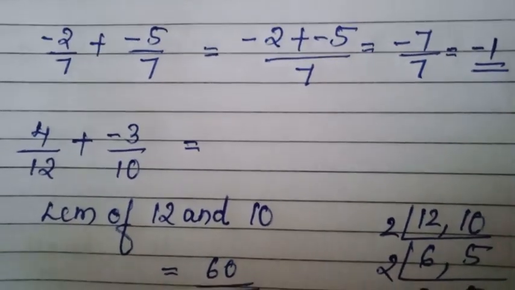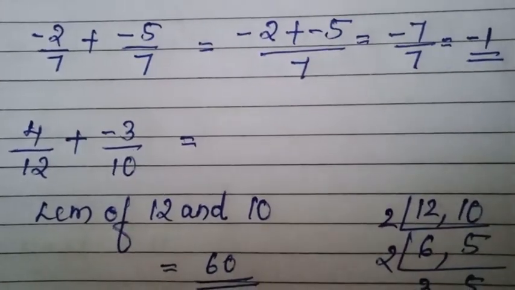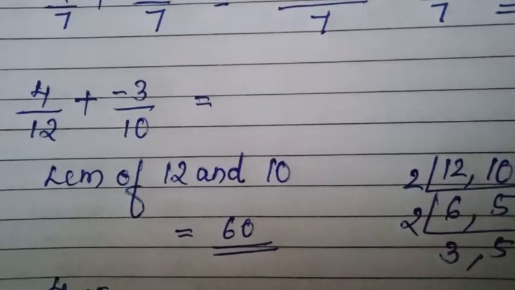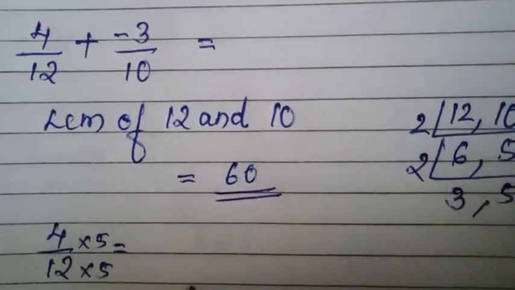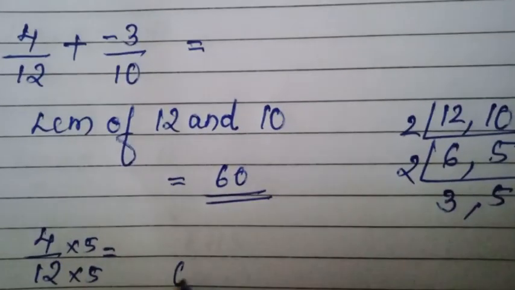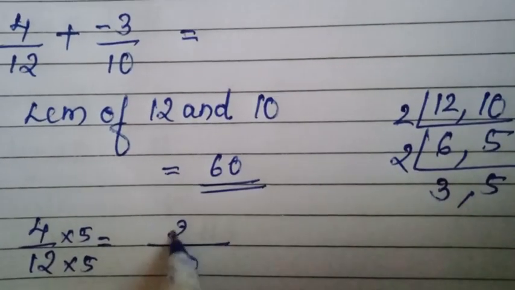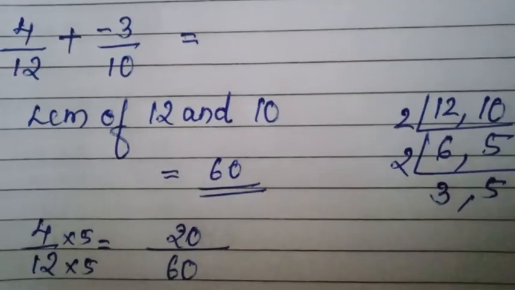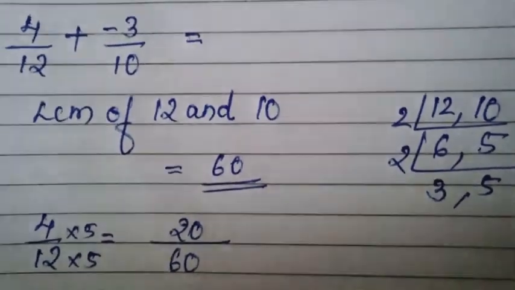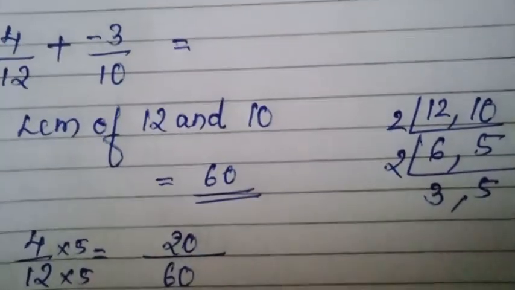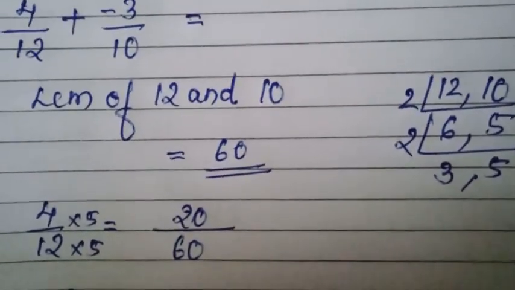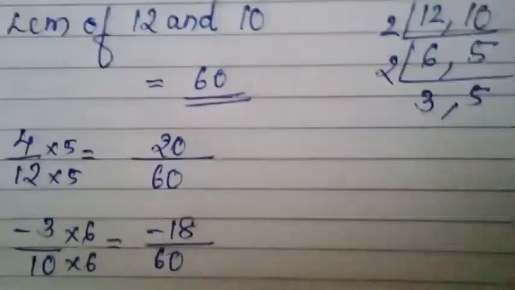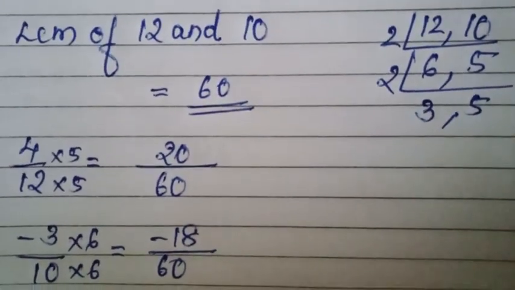Convert these numbers into LCM. 4 by 12 equals, so we should multiply by 5 both on numerator and denominator. So we convert into LCM. So we will get 20 by 60. Take the other number, minus 3 by 10. Convert into LCM, so multiply by 6 both numerator and denominator, we will get minus 18. So we got 20 by 60 and minus 18 by 60.